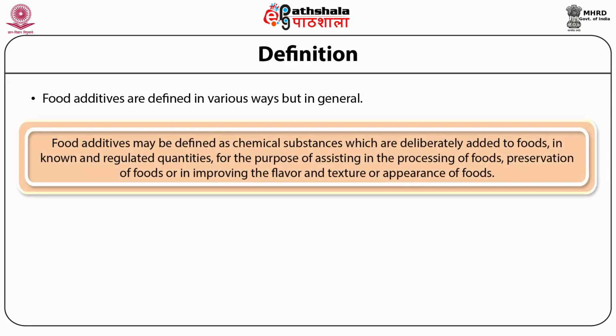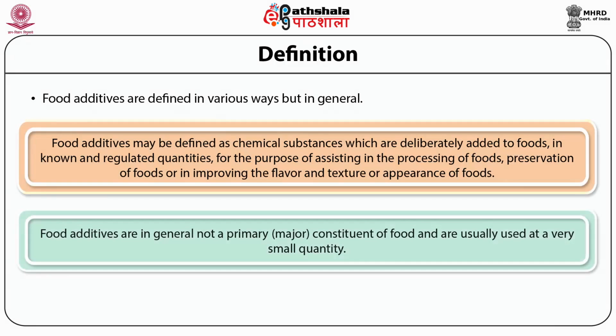Now there are several definitions of food additives, and in general we can define them as follows: food additives may be defined as chemical substances which are deliberately added to foods in known and regulated quantities for the purpose of assisting in the processing of foods, preservation of foods, or improving the flavor and texture or appearance of foods. Food additives are in general not a major, or primary, constituent of food, and are usually used in very small quantity. So this is a very important thing which should be kept in mind.